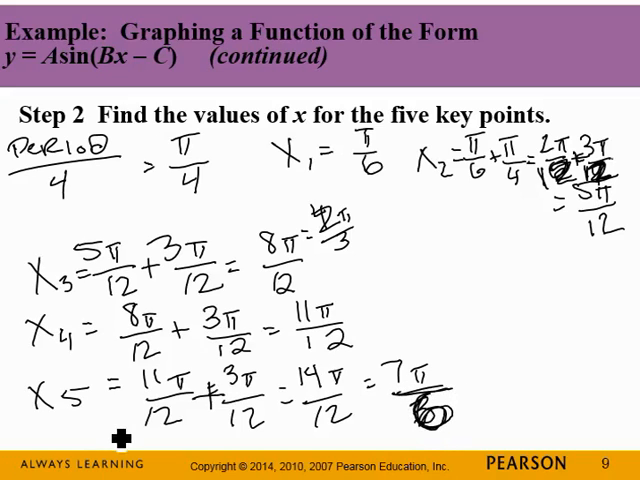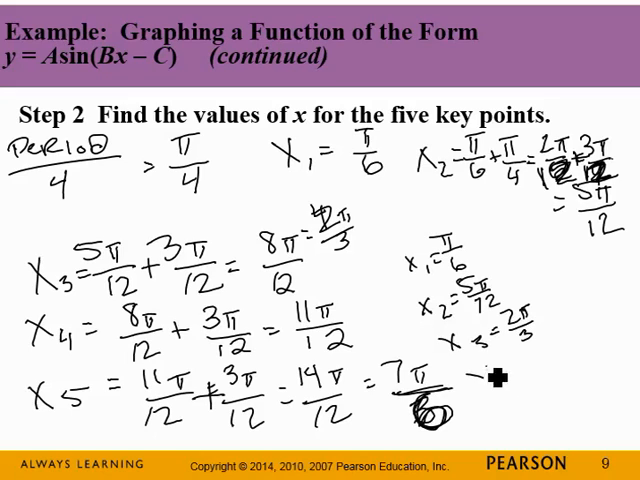So once you get to x5, you're done. So you have your first one, which is pi over 6. x2 is 5 pi over 12. x3 we said was 2 pi over 3. x4 is 11 pi over 12. And x5 is your 7 pi over 6.